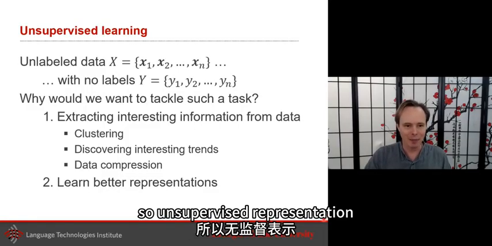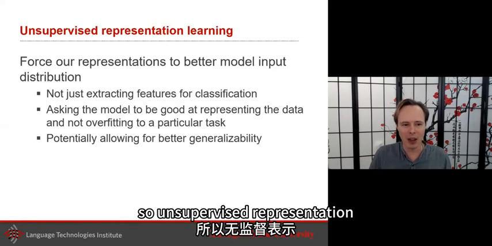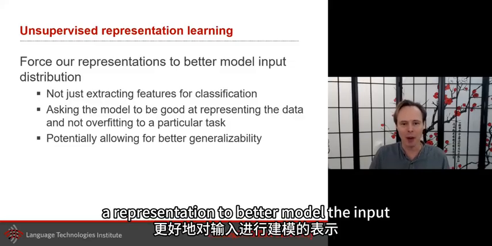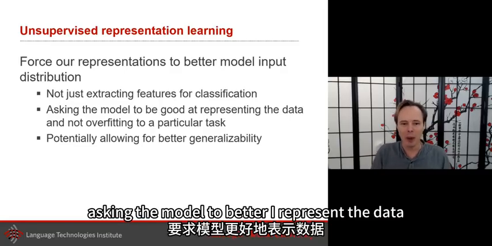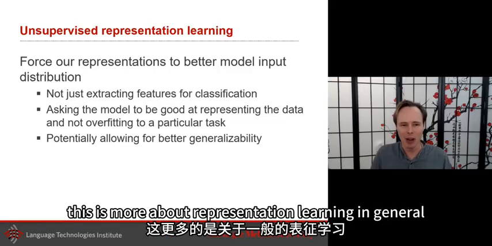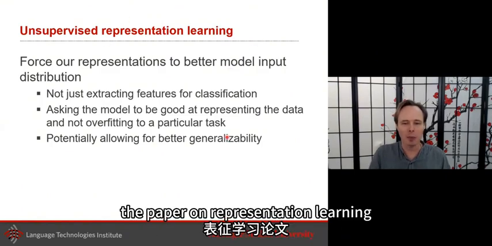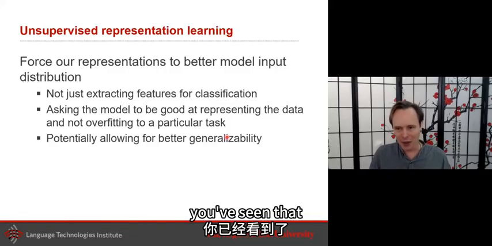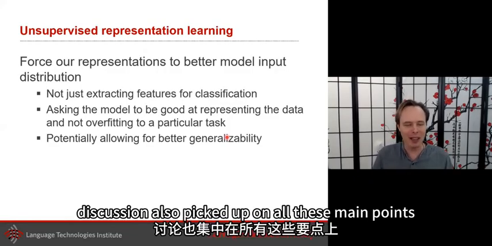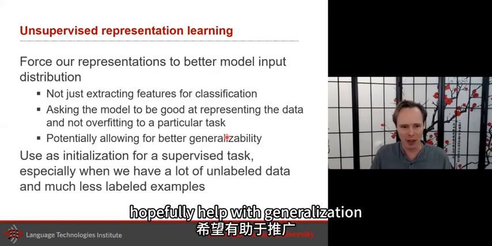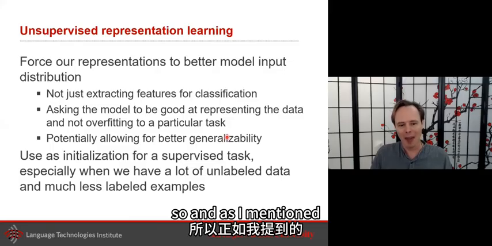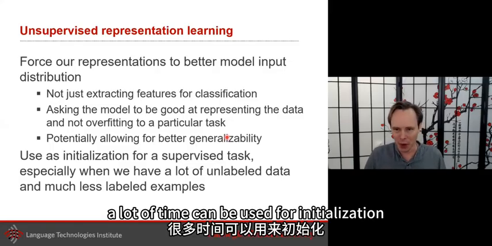supervised tasks. So unsupervised representation is about forcing a representation to better model the input, not just extracting features for classification, but asking the model to better represent the data. This is more about representation learning in general. For students who read the paper on representation learning, you've seen that, and hopefully everyone also picked up on these main points through the discussion. Unsupervised learning will also hopefully help with generalization, and as I mentioned, a lot of the time it can be used for initialization.